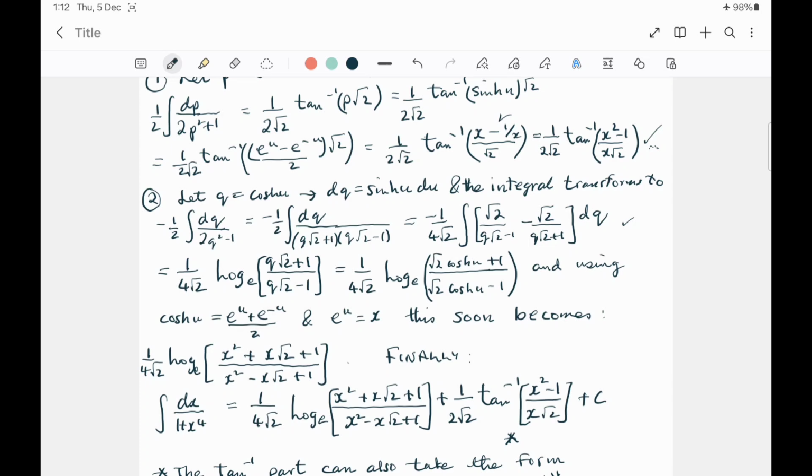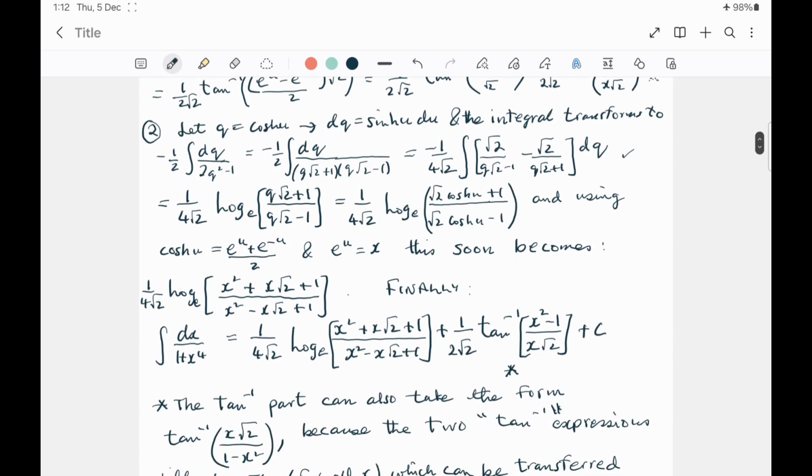And then putting all our results together, we get finally the integral of dx over 1 plus x to the fourth is equal to 1 over 4 root 2 log to base e of x squared plus x root 2 plus 1 over x squared minus x root 2 plus 1, plus 1 over 2 root 2 tan inverse of x squared minus 1 over x root 2, plus c.